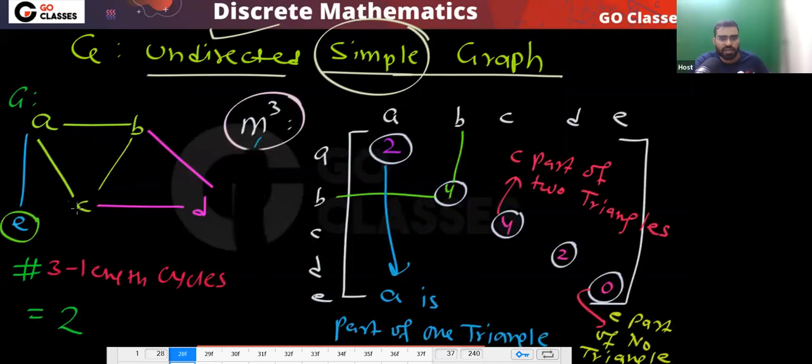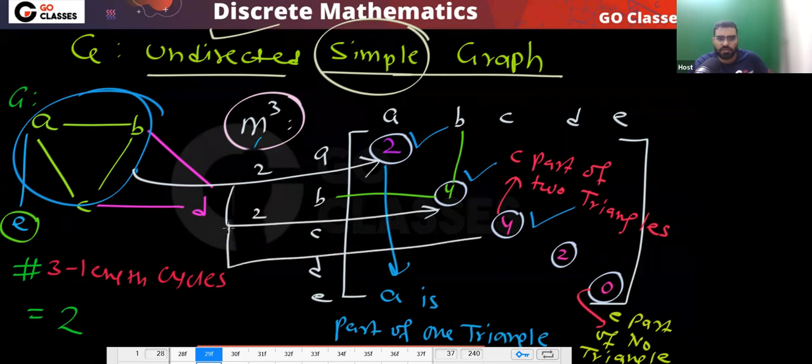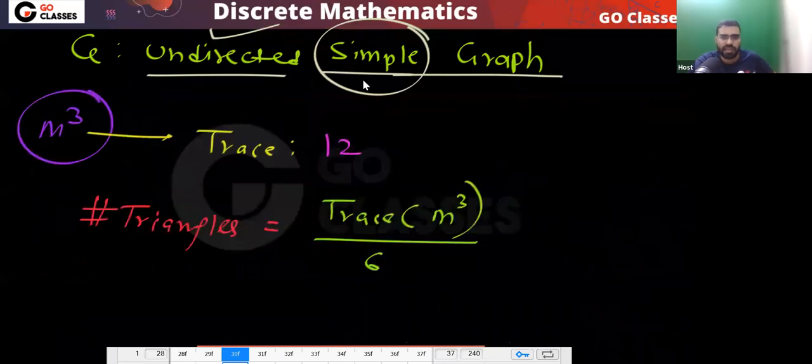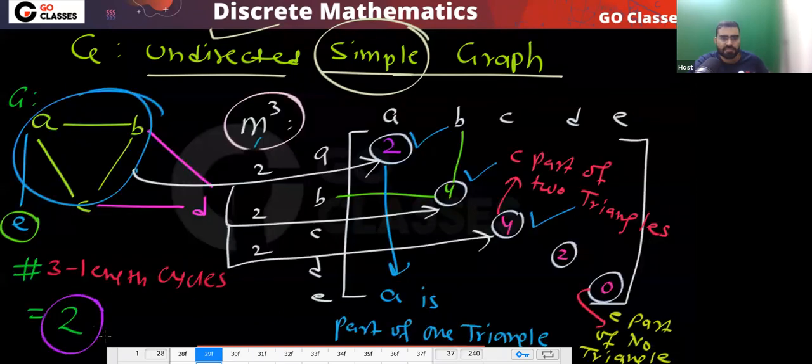See, the contribution of one triangle. Look at this one triangle T1. It is giving you 2 here, 2 here, 2 here. Correct? Do you agree? So one triangle is actually giving you 6 contribution. So number of triangles will be trace of this divided by 6. The answer will be 2 and that is correct. Yes or no?